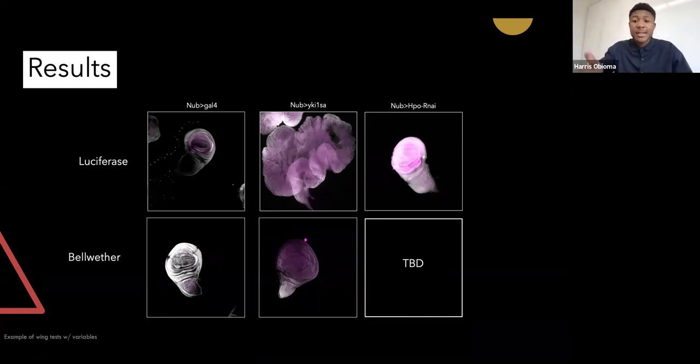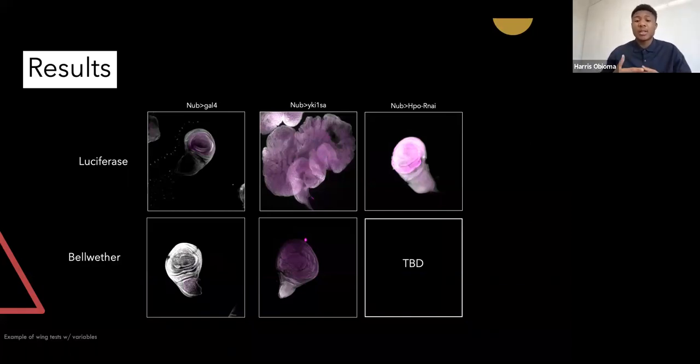And compared to the rest, as you can see, nub-Yorkie, which is the overexpression of Yorkie, shows 5 to 6 times more growth of the wing pouch versus the overall wing disc, right? With the other competitor, nub Hippo RNAi with luciferase, you can see the wing pouch is bigger and the disc is slightly bigger, but it's not the same as our control of nub-gal4 and luciferase.